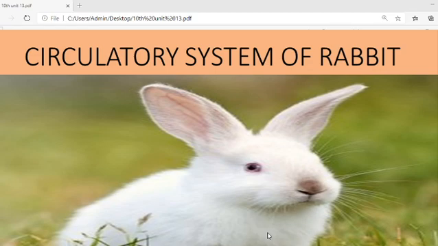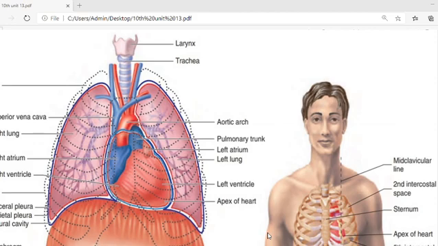It is located in the thoracic cavity. This is the thoracic region. In between the thoracic cavity there is the heart. The heart is located in between the two lungs, the right lung and the left lung.